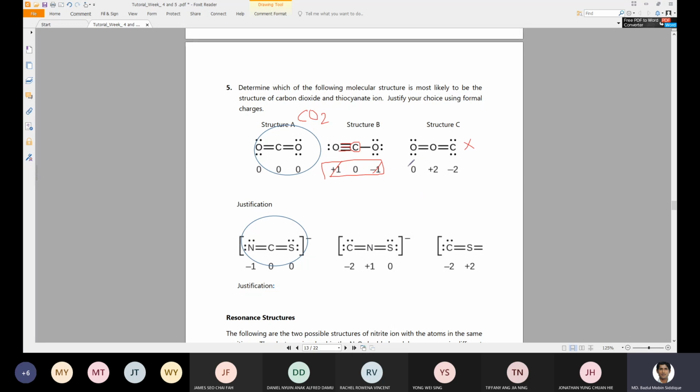Okay, so whenever we do the Lewis structure, we have to find out what the formal charge is.